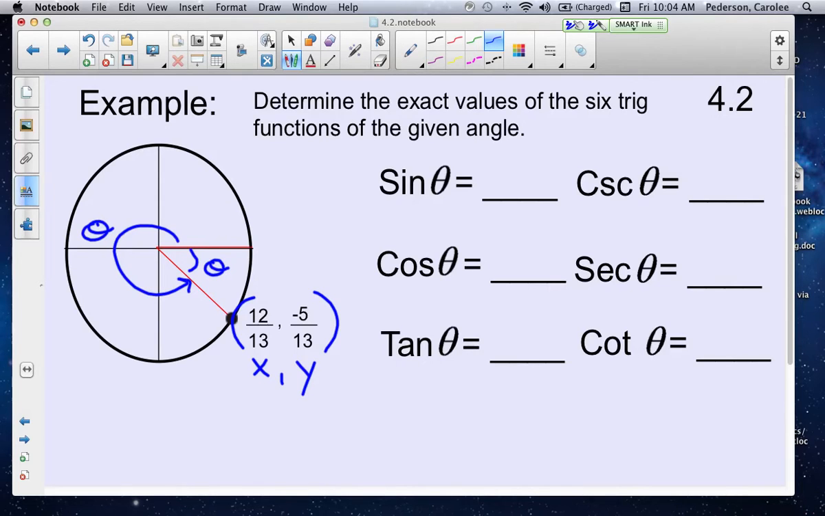So if you could help me out, tell me what the sine of theta is. Negative 5/13. Very good. It's the y value. What's the cosine? The x value. What is it? The x value, correct, which is 12/13. Then, to remember, how do you find the tangent? Divide what? Sine over cosine, or y over x.